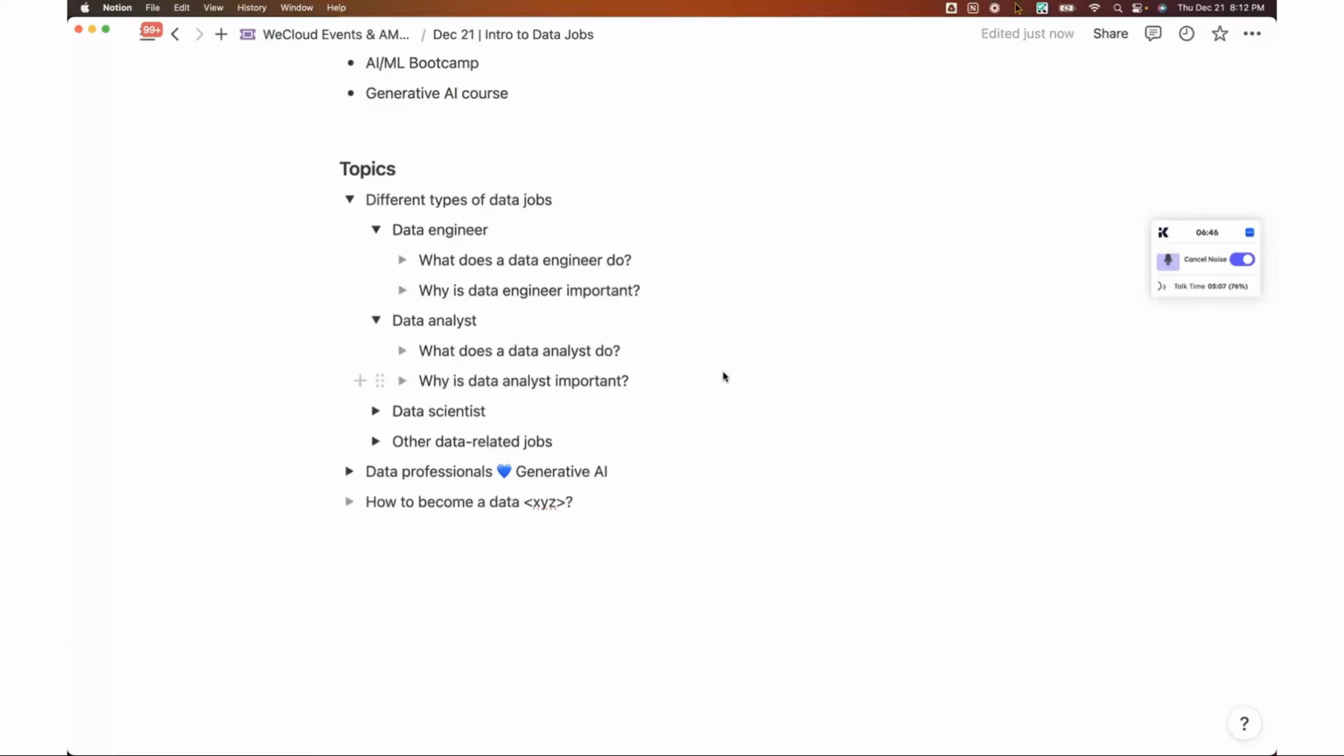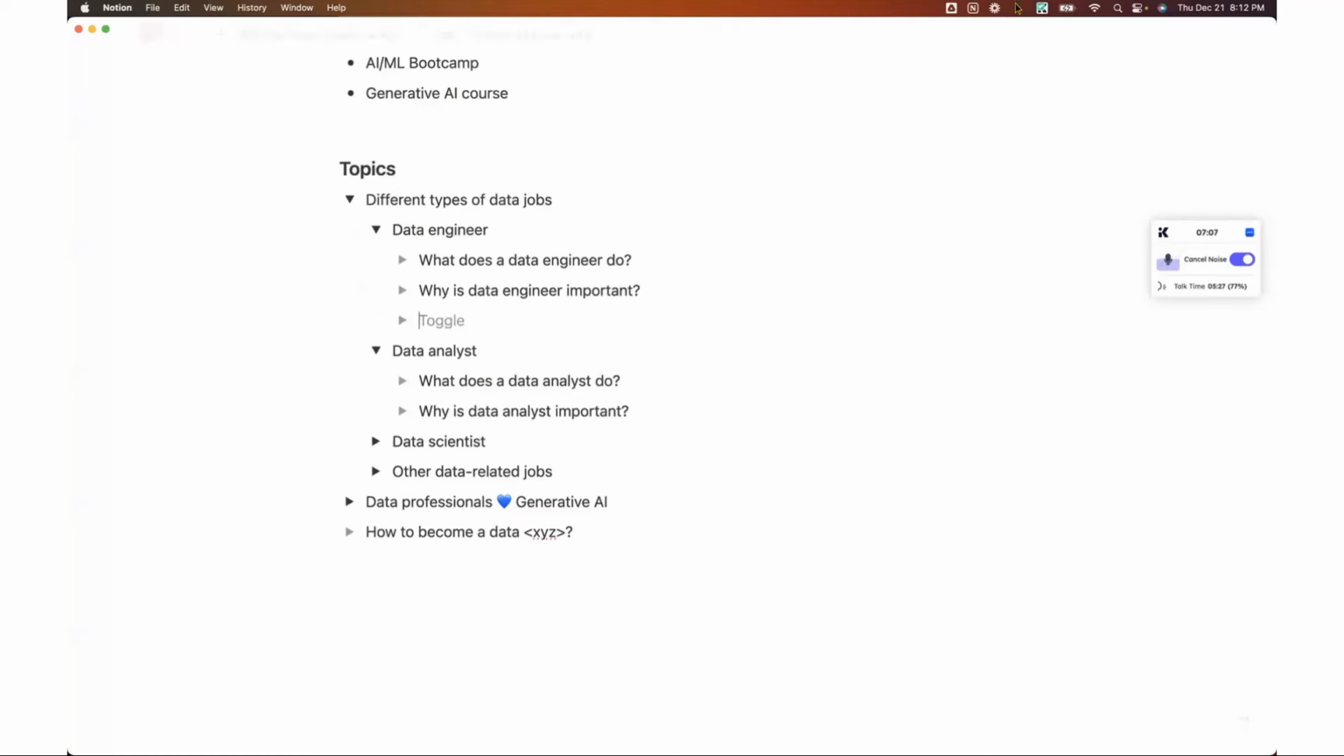Okay. But if you dive deeper into the data engineering field, it's actually pretty complex. There are a lot of things, a lot of tools you need to learn. So I'll give you a very high level introduction to data engineering, or at least the kind of tools you need to know in order to become a data engineer. Okay. So let's say tools a data engineer needs to know.